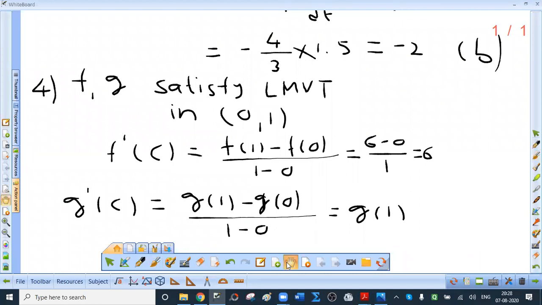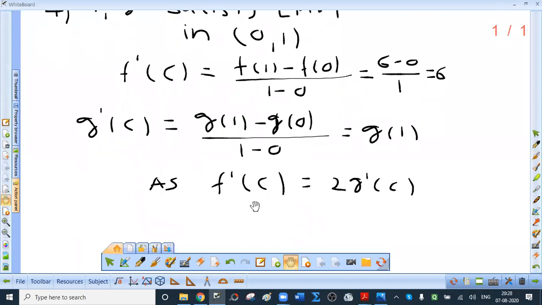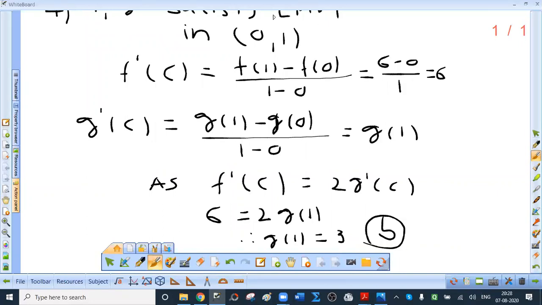Good. Now we are given that they are, what is the relation between them? f dash of c equal to twice g dash of c. Can I say 6 must be equal to 2 times g of 1. So what is g of 1? g of 1 is nothing but 3. Is this option given? Yes. The correct option is B, Bombay.